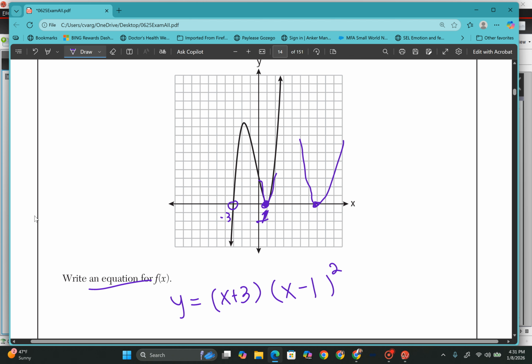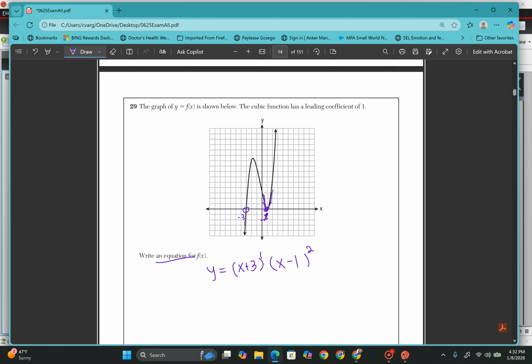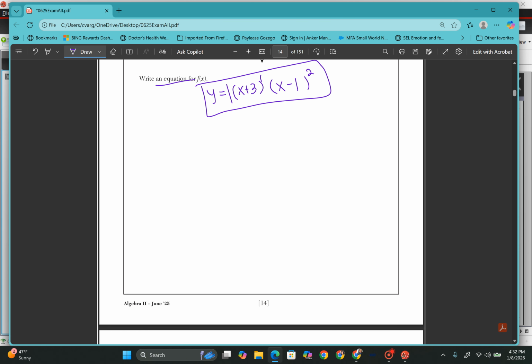That means that it's going to be hitting it twice, okay? It's like I mentioned in class, like reverse in Uno. So when it hits and bounces, that's a multiplicity of 2. When it goes straight through, then that's just 1 to the first power. And we know it is cubic because it tells us it's a cubic with the leading coefficient of 1. So boom, there's an imaginary 1 right there. Okay, so this is our final answer for question 29.